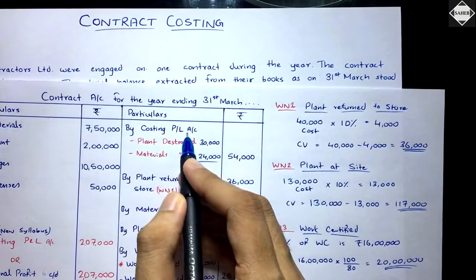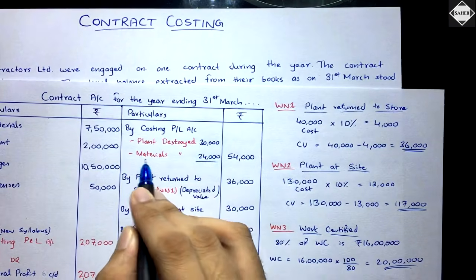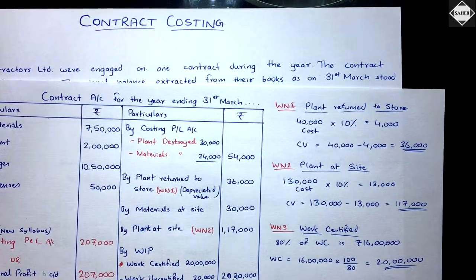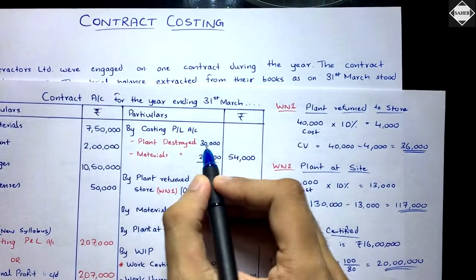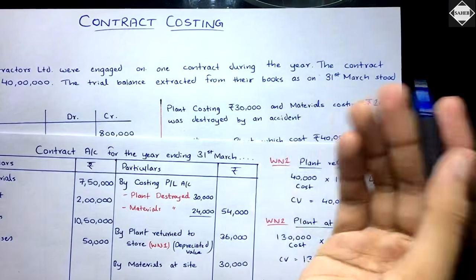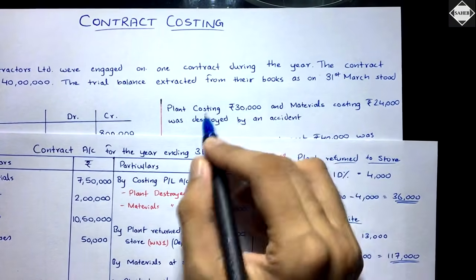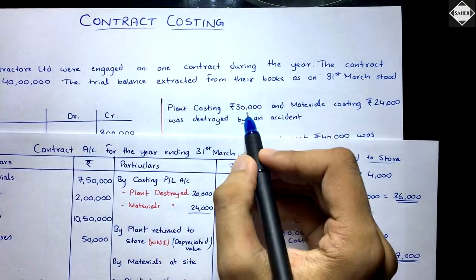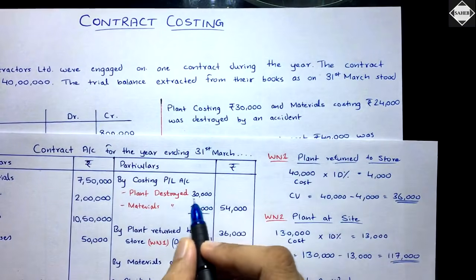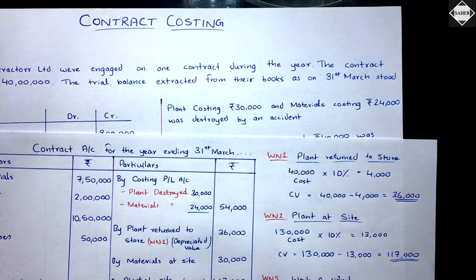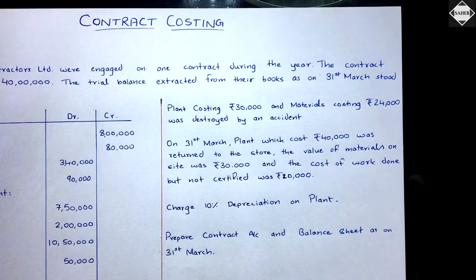By costing profit and loss account, plant destroyed 30,000, materials destroyed 24,000. I told you, if the date is exactly given, then you can easily calculate the depreciation of the plant on that 30,000, deduct it and take the written down value. But here, since the date of that abnormal loss is not given, we assume that it happened in the beginning itself and we don't take the written down value over here.